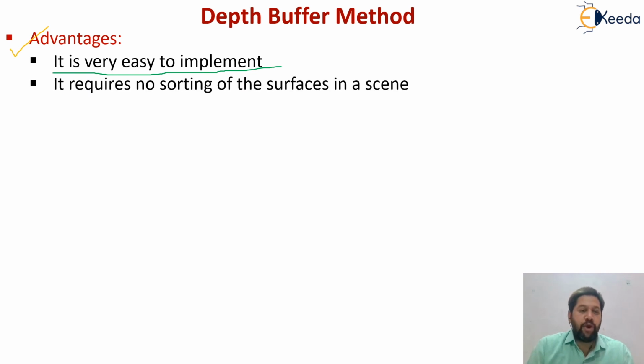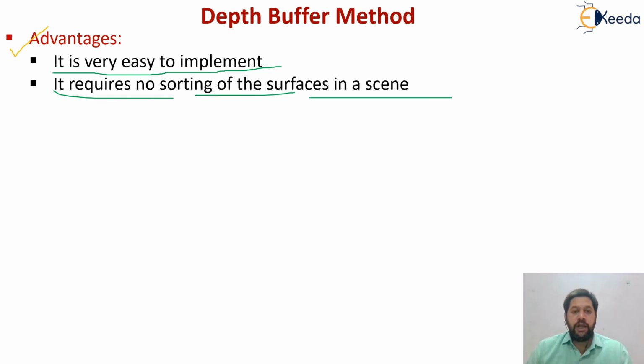What is my second point? My second advantage is that it requires no sorting of the surfaces in the scene. Suppose I'm having 5 surfaces, 5 polygons, 5 objects in my scene. There is no need for me to sort them. I can start from any surface. Take surface number 1, then 2, 3, 4, and 5. There is no need for any type of sorting. So no sorting is required, and in that case, the time required for sorting will be reduced.